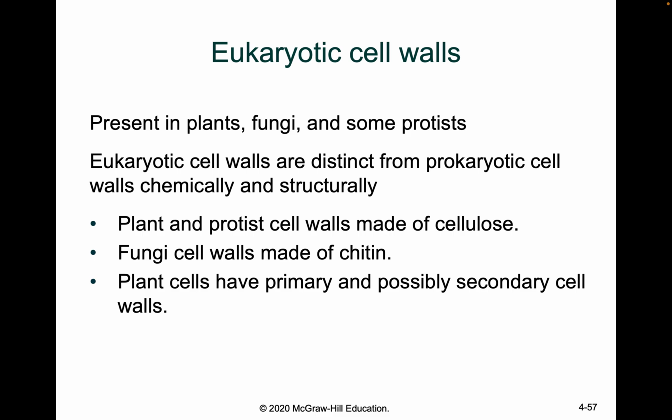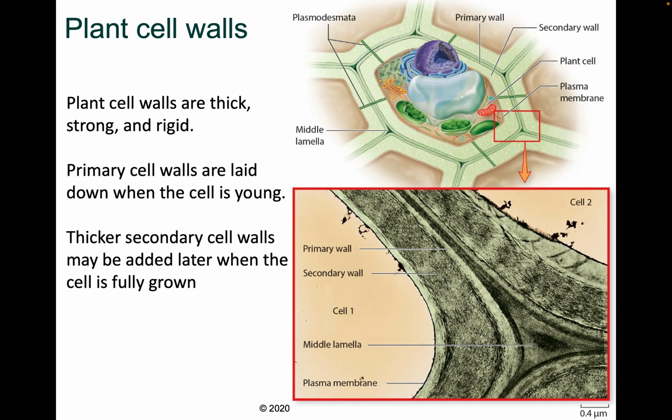So then you have eukaryotic cell walls. One thing that was very unique for bacteria is that they have cell walls. Well, in eukaryotes you also have cell walls, in plants and fungi and some protists, but they're chemically and structurally very different. Plant and protist cell walls are made of cellulose, while fungal cell walls are made of chitin. Bacterial cell walls are made of a different subunit, N-acetylglucosamine, a different type of glucose monomer that gives a different structure. But eukaryotic structure is different.